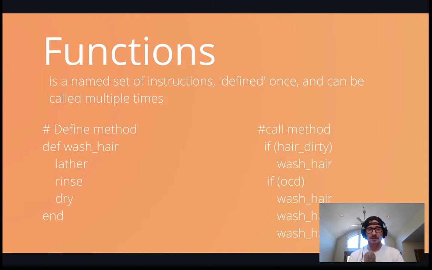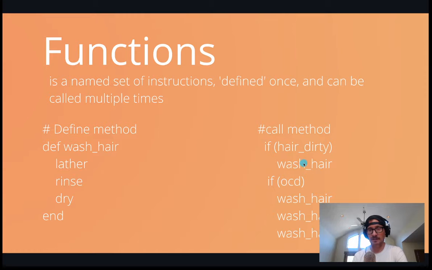So when we talk about a function, it's really just a named set of instructions. We define this once, and it can be called multiple times. So for instance, with washing hair, we would define it once as this method, and you'll notice I'll say method or function, same thing, you'll hear it called both. So I'm going to define the method or the function once, and I'll give it the set of instructions, and then later in my code, I can call that as many times as I want.